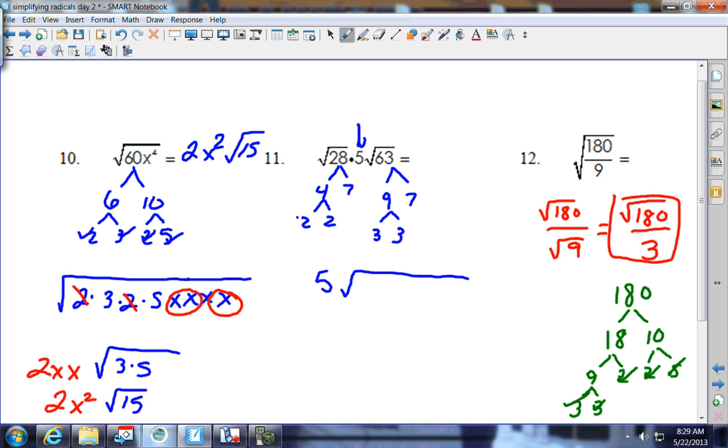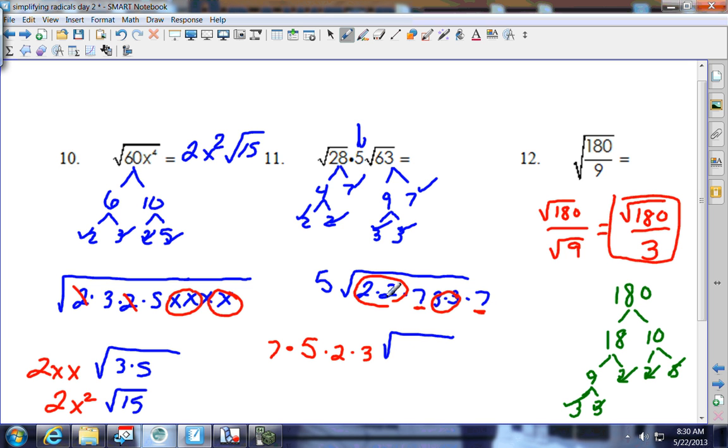What goes inside? I have 2 and 2. I have a 7. I have a 3 and a 3. And another 7. Okay. So the 5 is outside. So now I have a pair of 2's. The 2's go outside. I have a pair of 3's. The 3's go outside. And I even have a pair of 7's. So a 7 will go outside. There's nothing left. Everything got taken up that's underneath the square root sign. So this goes away.